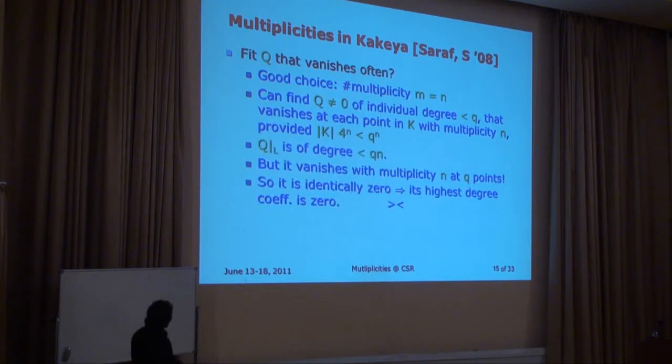So now that you've found this polynomial, what can we do? When we look at this polynomial and restrict it to a line, you get a pretty high degree polynomial. In each variable the degree is q. There are n variables, so all you can say on an arbitrary line is that your degree is strictly less than q times n. But that's okay, because at each one of these points you have a 0 of multiplicity n. And there are q such points.